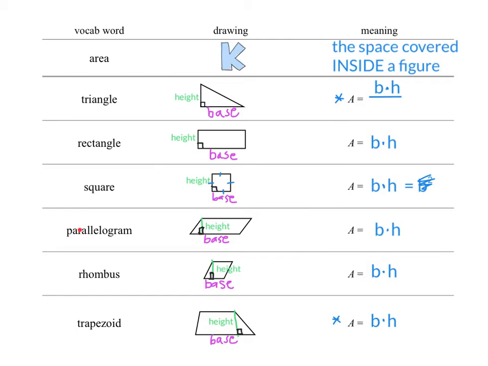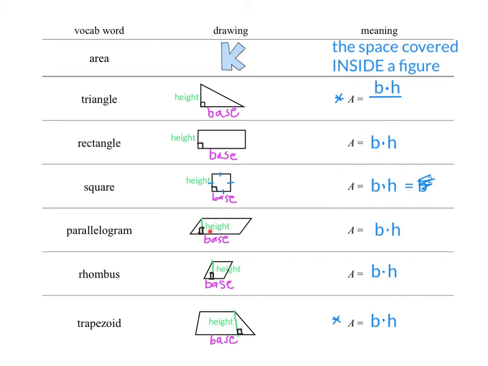Okay, moving on to the parallelogram. In a parallelogram, remember a parallelogram is a rectangle that's been pushed over. So therefore it should have the same area formula, base times height, as a rectangle. Okay, so we're 3 for 3, base times height. A rhombus is a square that has been pushed over. It is also equilateral, so it's still base times height.